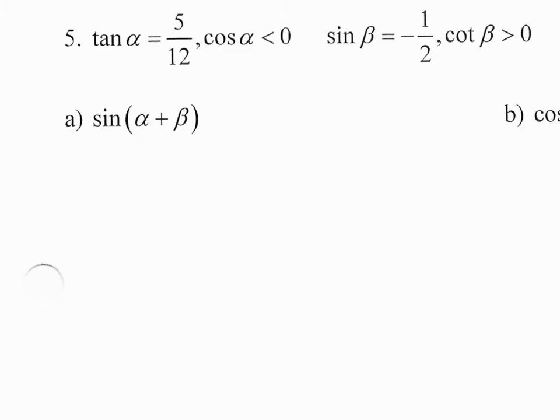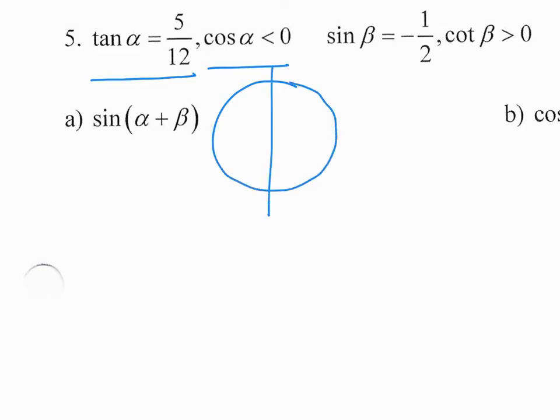Okay, now let's consider our little "All Students Take Calculus" business. I'm telling you that tan alpha is 5/12, so tan's positive, and cosine's negative. So now you have to think, where is alpha? All right, so tan's positive, cosine's negative. Hopefully you're seeing that my alpha triangle is in the third quadrant here.